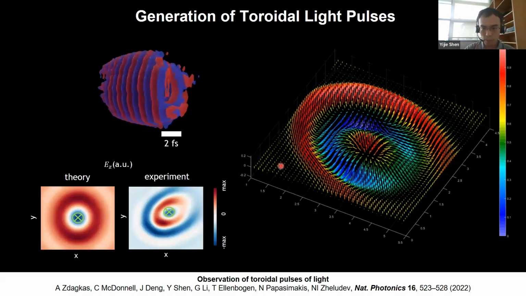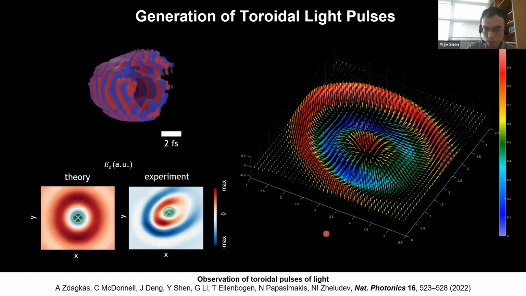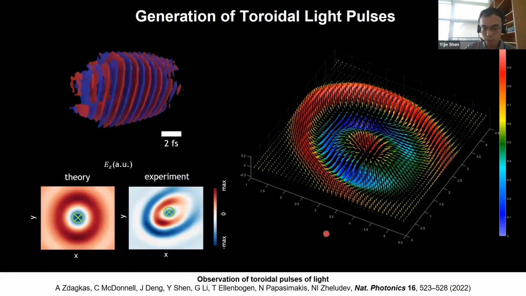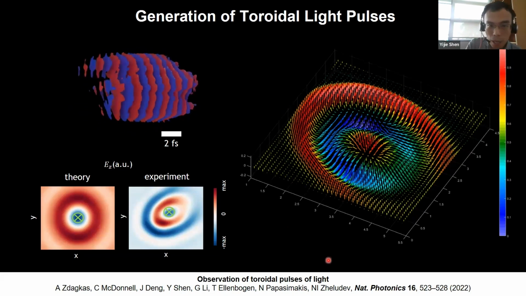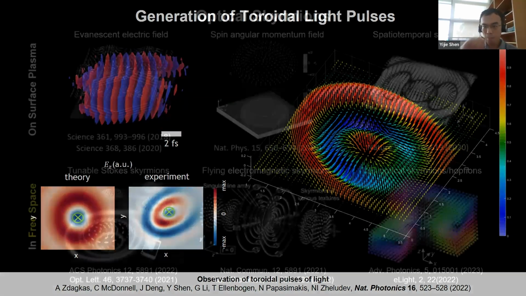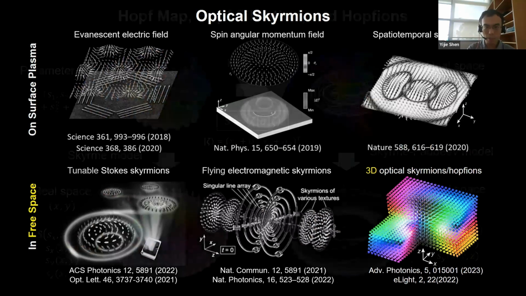But the initial case, the fundamental toroidal pulse, was already published in Nature Photonics, and please refer to that for more details. And these are flying skyrmions. Now I will present the third kind of skyrmion, to show that a skyrmion can be studied not only in the cross section on a 2D surface, but also in 3D real space. And these are 3D skyrmion hopfions.